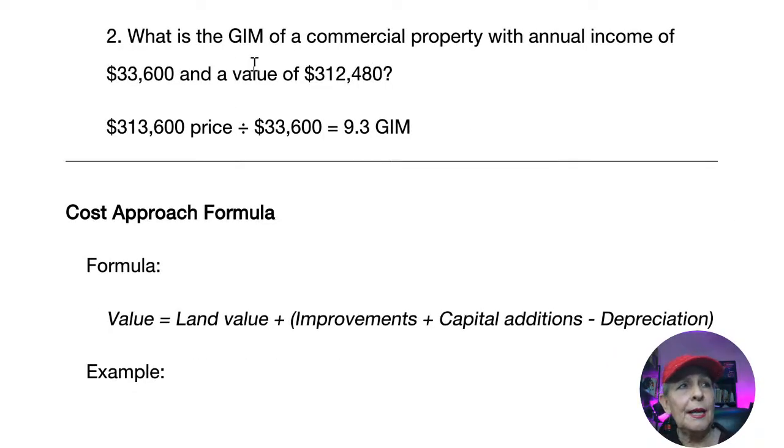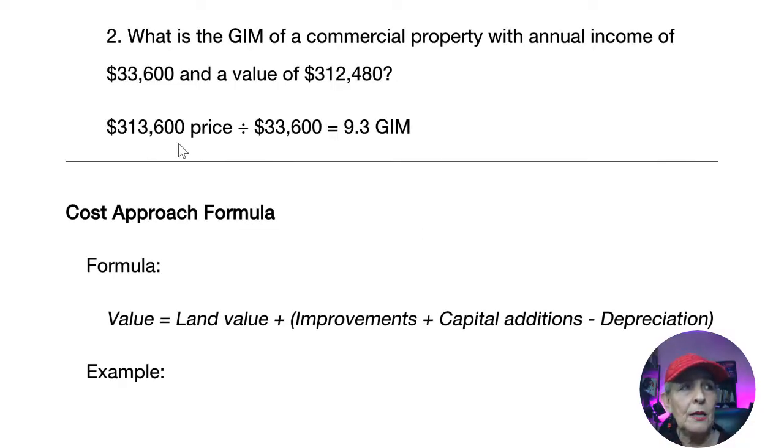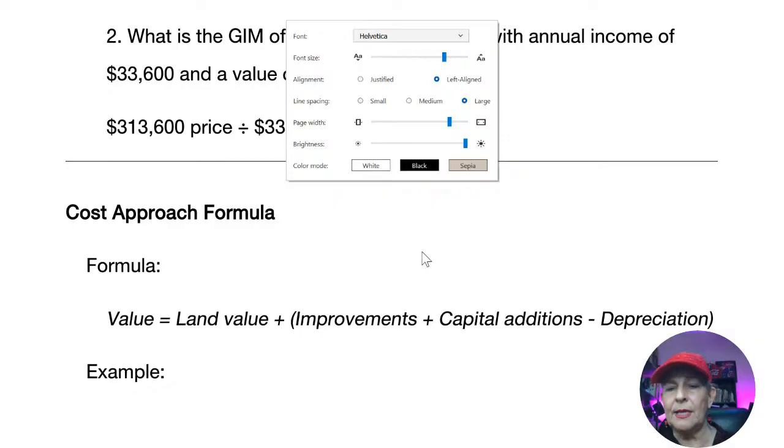What is the GIM of a commercial property with annual income 33,600 and a value of $312,480? So they're checking their work, working backwards. Now we have the price, which we solved here. The price for the property divided by the annual income gives us the 9.3 GIM. And it's not a percentage, okay? It is a factor. It's an income multiplier or rent multiplier. Okay, any questions on that? Because you were asking about that, MJ.